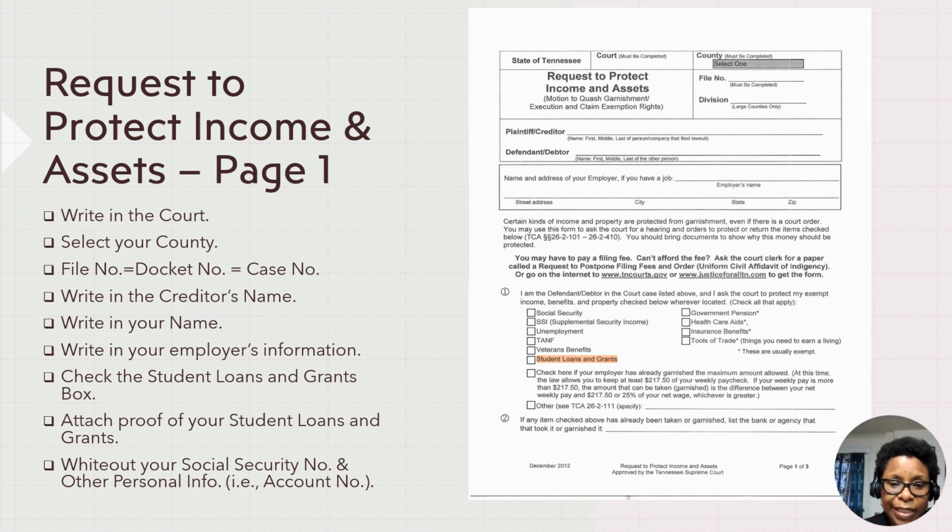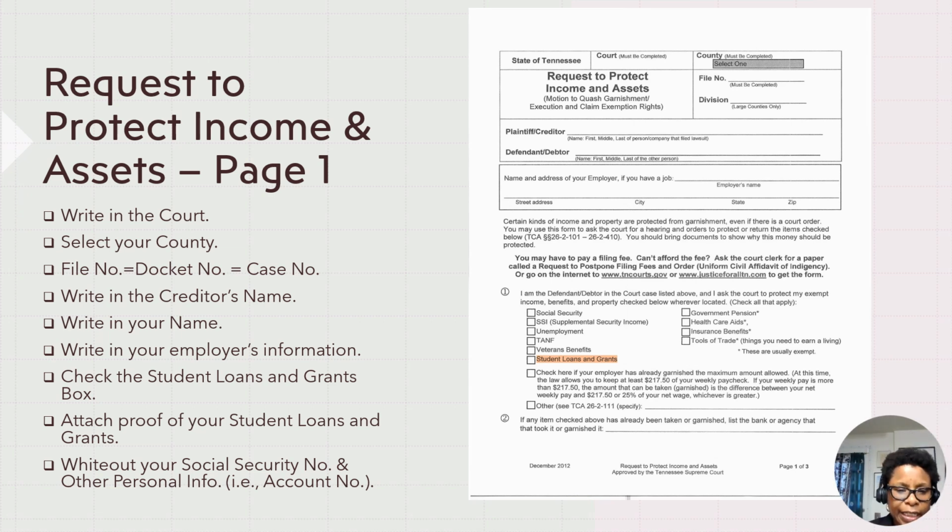So you would select the county, use the drop down box to select the county. You would write in the file number, docket number, case number. You would write in the creditor's name as well too, your employer's information, and where it says defendant and debtor, you would write in your information there.